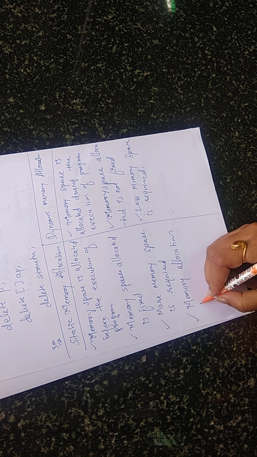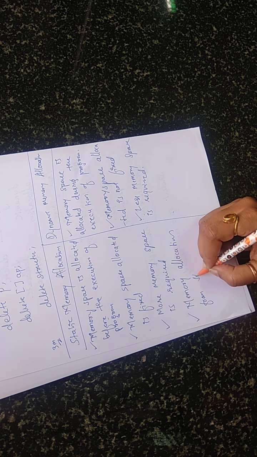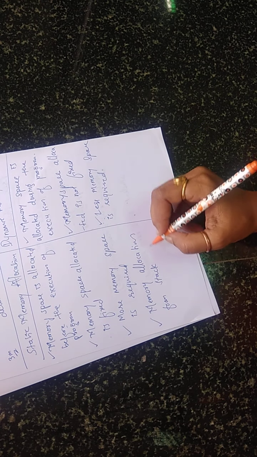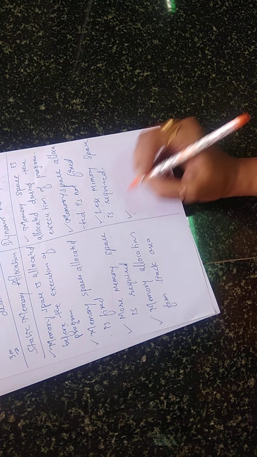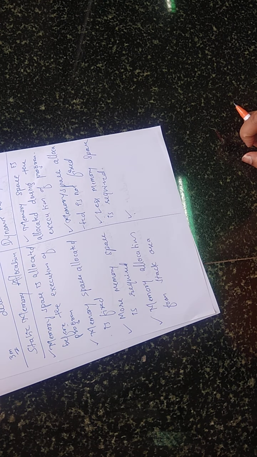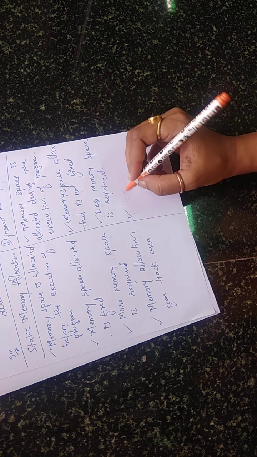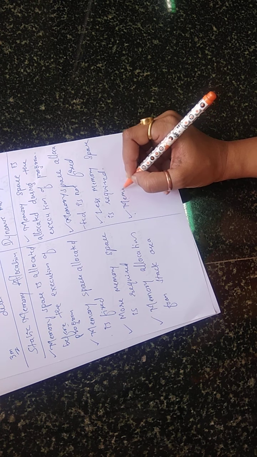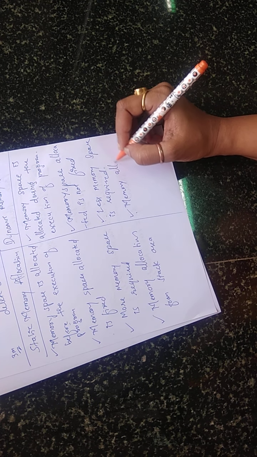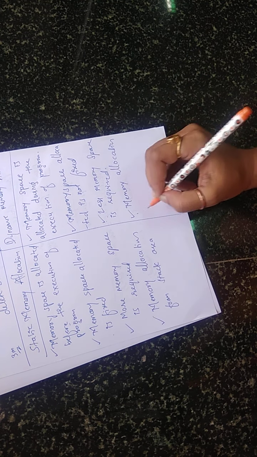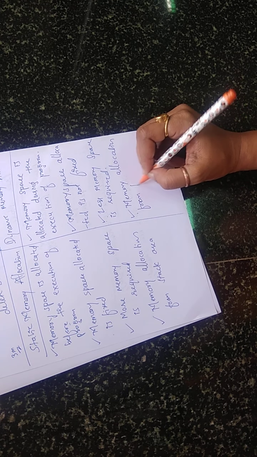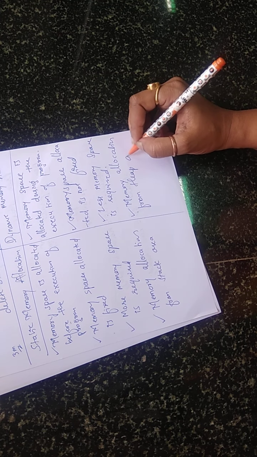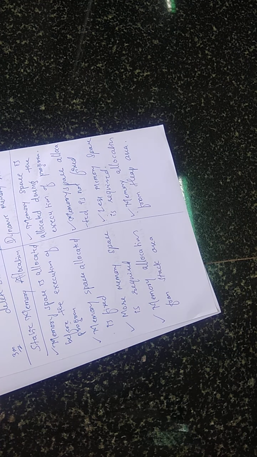Memory allocation from stack area, and here for dynamic the memory space is from heap area. Memory allocation from heap area. So these are the two methods, stack and heap, from where we can take the data.